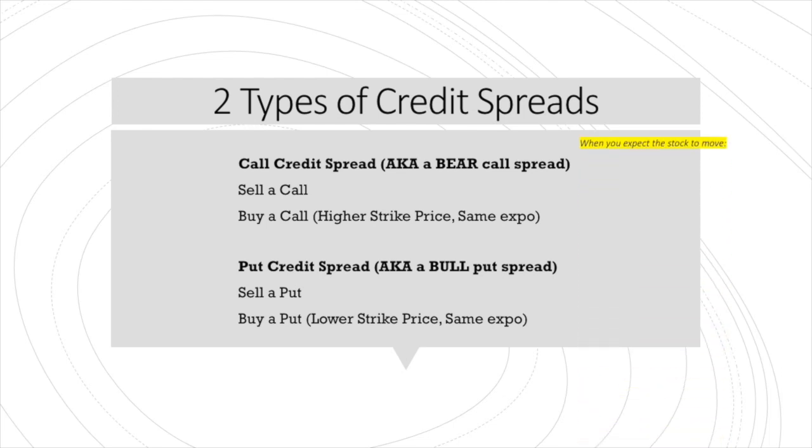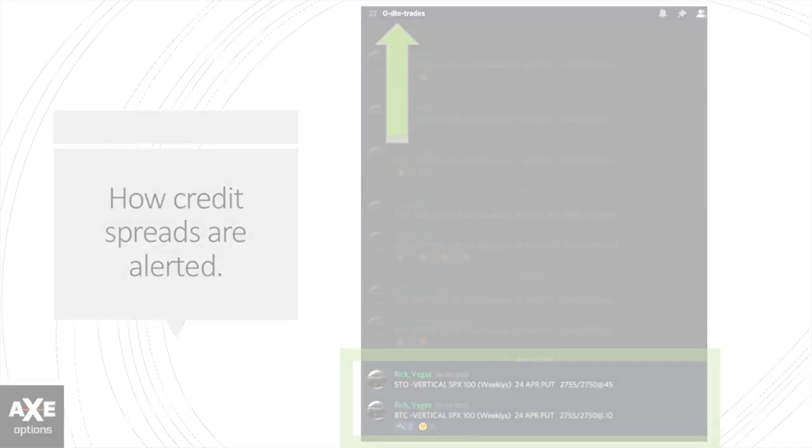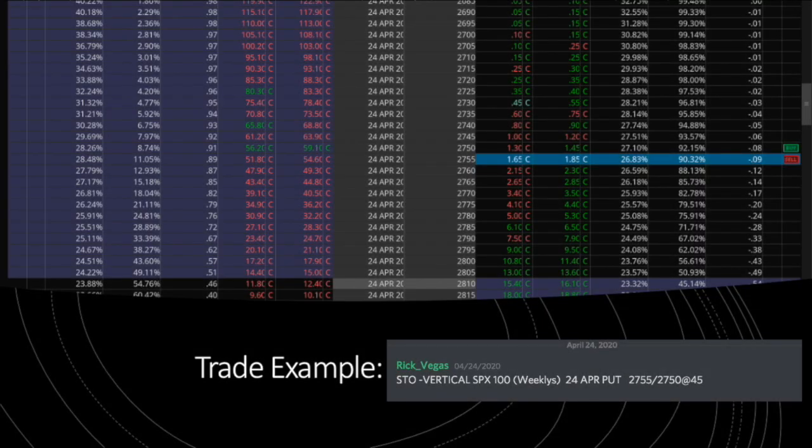So when you expect the stock to move lower, you're putting on a bear call spread. And when you expect the stock to move higher, you're putting on a put credit spread. Okay, really quickly, if you're a current member of our room, these types of spreads are alerted in the 0 DTE trade channel.